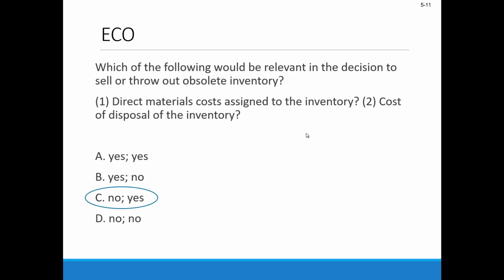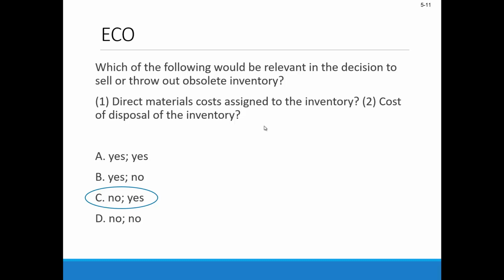Best answer there is C. So the direct materials cost already assigned to the inventory, those are not relevant in this decision. That's a good example of a sunk cost. Everything's already been incurred from a materials standpoint in getting this inventory to us and stocked in the warehouse, so that's not relevant. But the cost of disposal of the inventory is.